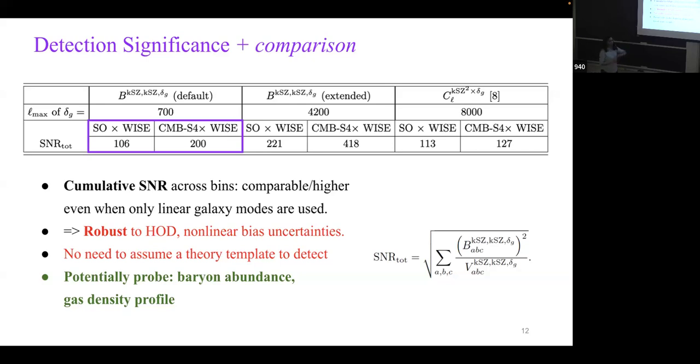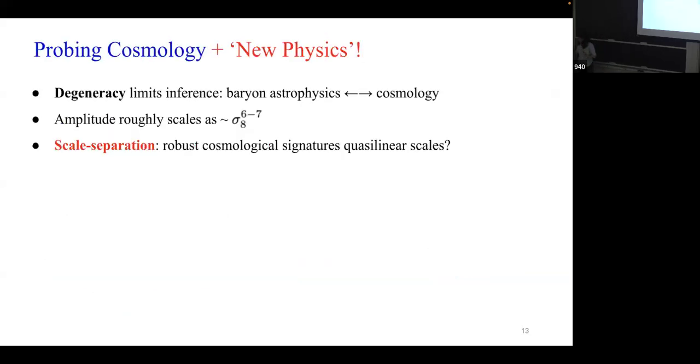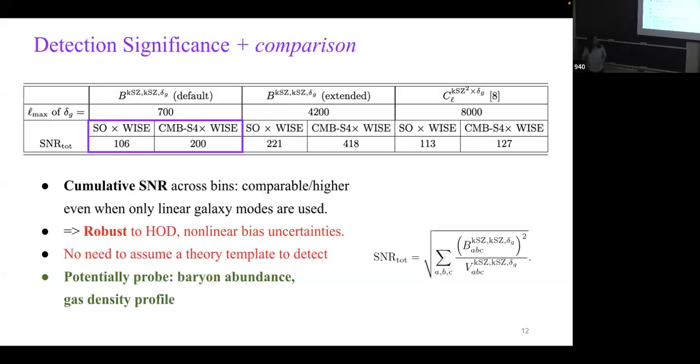And the other advantage of using this bin bispectrum method is that we haven't derived any optimal weights to construct this bispectrum. So you do not need to assume a theory template to detect the signal in data, basically. And I can go more into that if there's any questions there. So just by detecting the amplitude of the signal, with SO data, we can potentially probe the baryon abundance and possibly also the gas density profile, although there's more work to be done here to get that out of such measurements. What SNR would you get with just ACT?